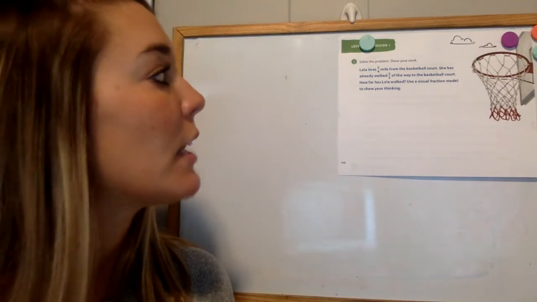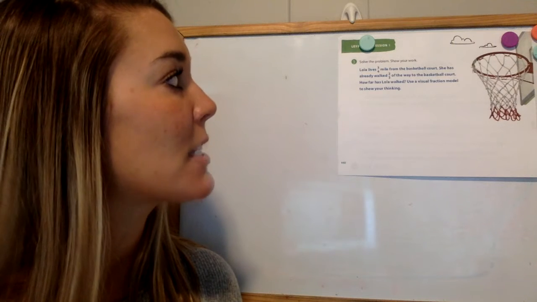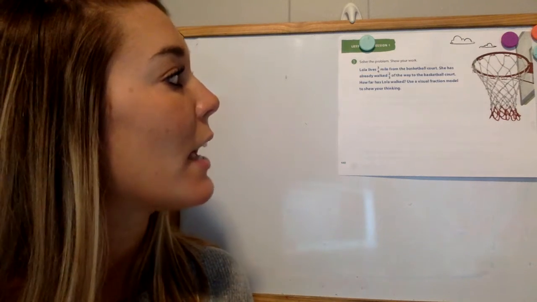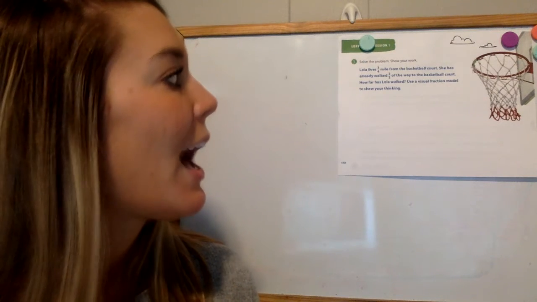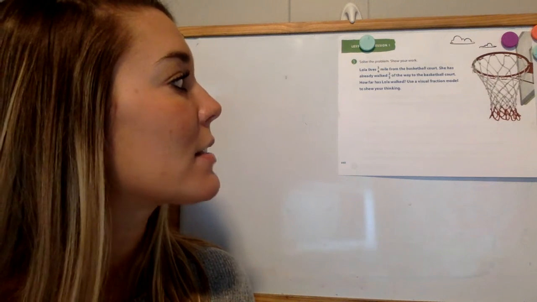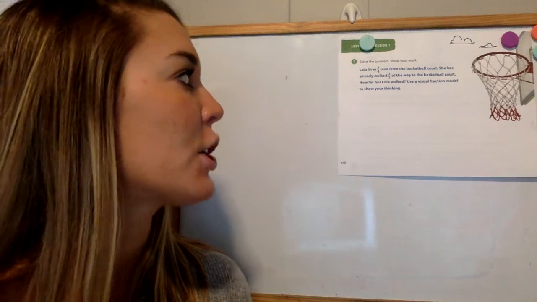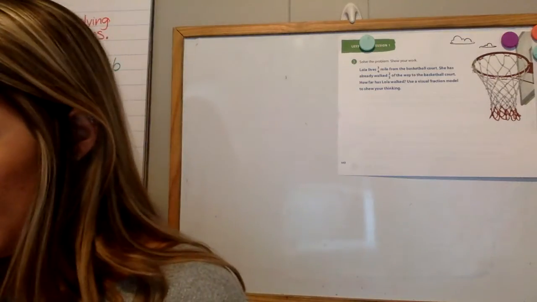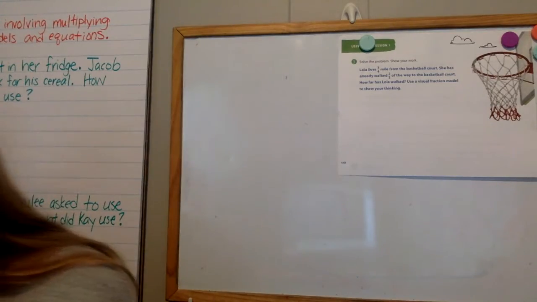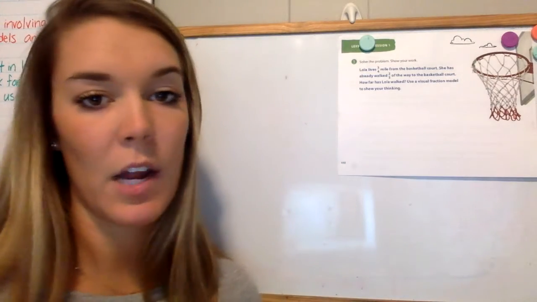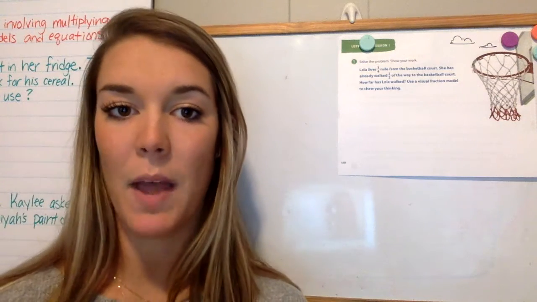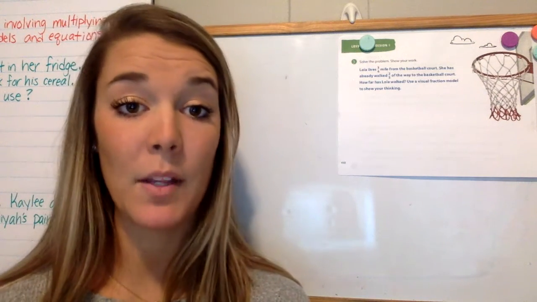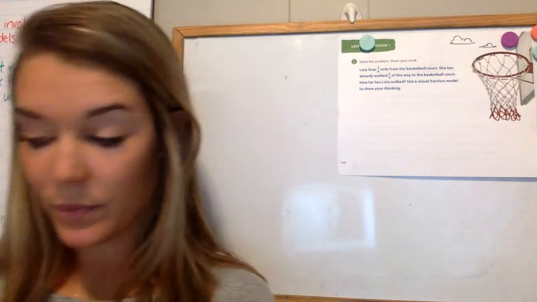It says, Lola lives 3/4 of a mile from the basketball court. She has already walked 2/3 of the way to the basketball court. How far has Lola walked? Use a visual fraction model to show your thinking. Okay, so I'm going to be using mostly area models, boys and girls, because I think that's been the easiest technique. If you want to do it on a number line, you can also do it on that, okay?